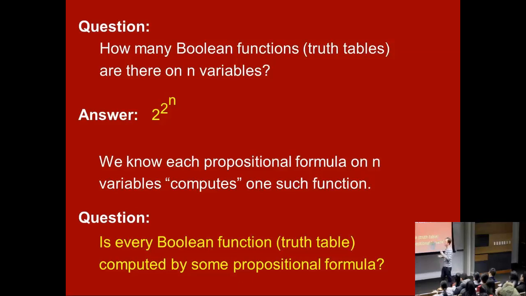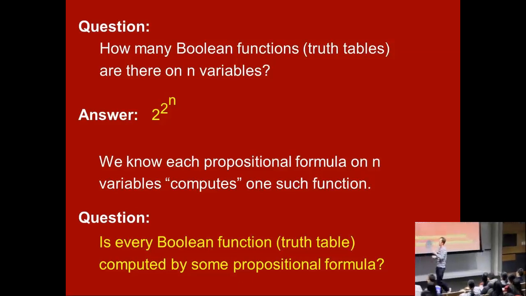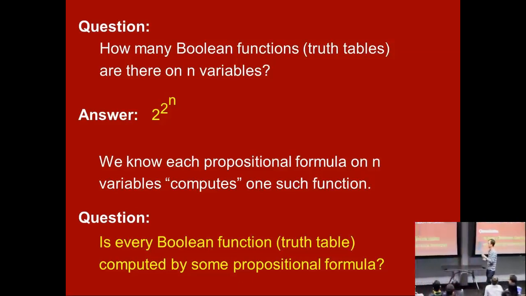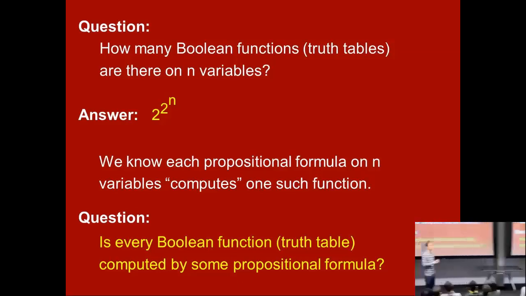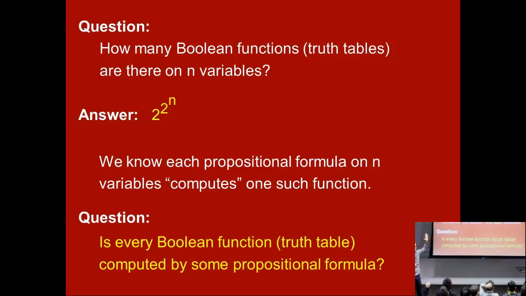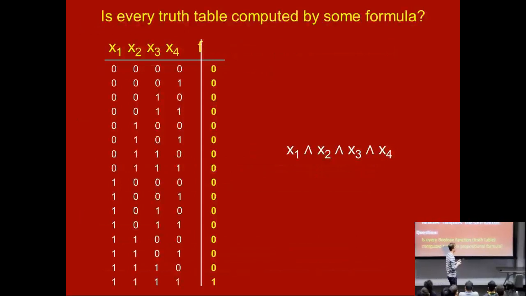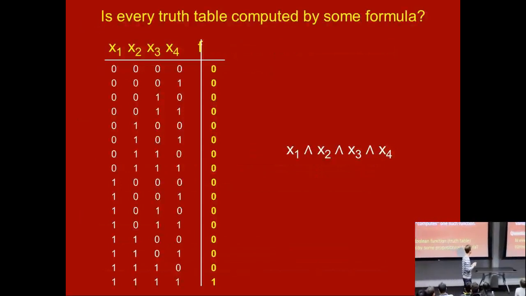Let's ask the converse now. Is it true that every Boolean function or truth table has a formula that computes it? We got one vote for no. Should we do a vote? Who would vote for no? Who would vote for yes? Okay, there are a lot of abstainers. But we'll go with the majority, which was yes.